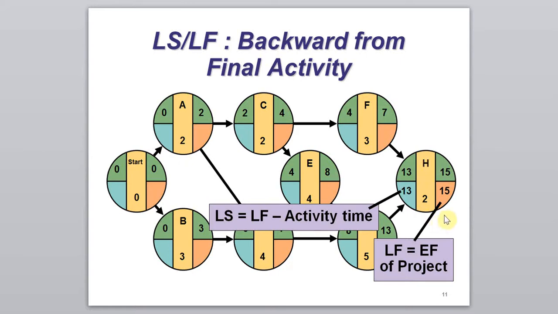First, we will assign the latest finish time of activity H equal to the earliest finish time of activity H, because H is the final activity. To calculate the latest start time of activity H, we use the latest finish time, which is 15, minus the duration. So the latest start time of activity H will be 13. Following H, we will continue to work backward for each activity.